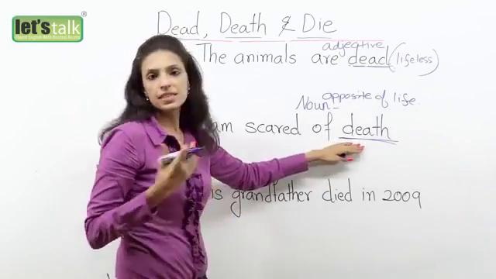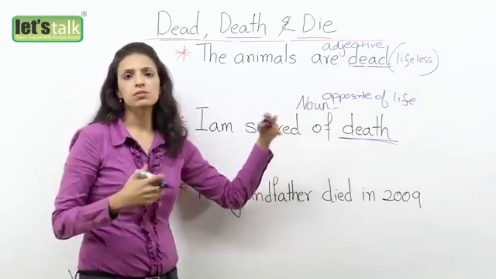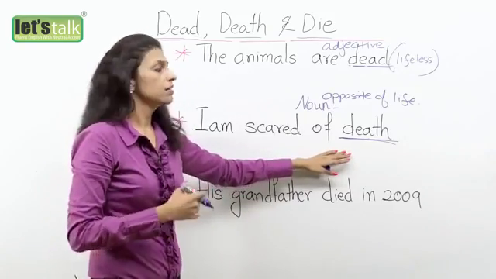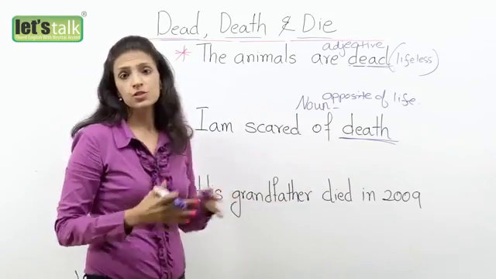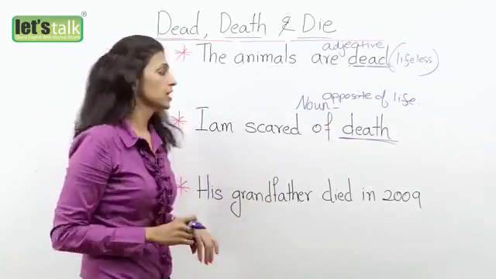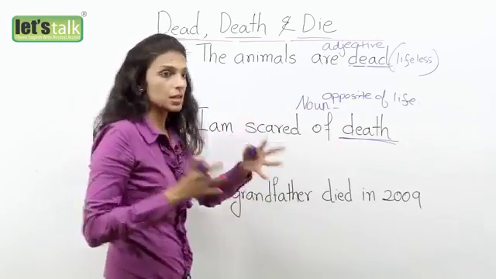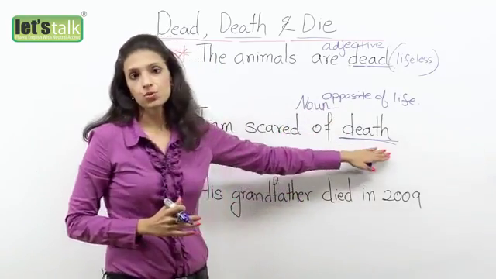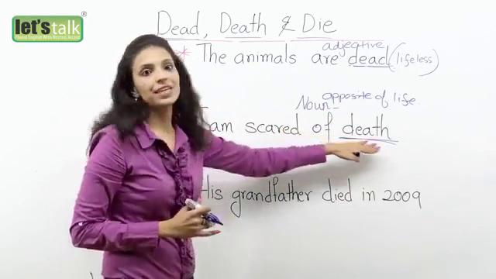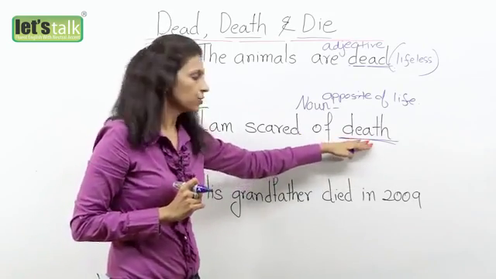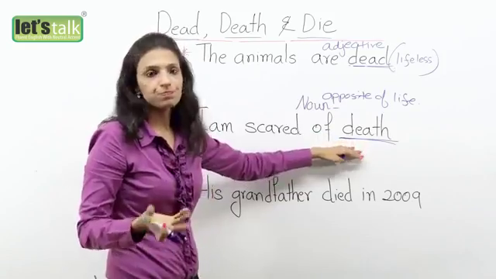Now, many times you may have heard your elders speaking, death comes to all. It's inevitable. Inevitable means you can't escape it. It has to happen. So when people say death comes to all, that means the concept, the noun, the death comes to all. You cannot say I'm scared of dead. No, that would be incorrect. I'm scared of death. Okay. So death comes to all.